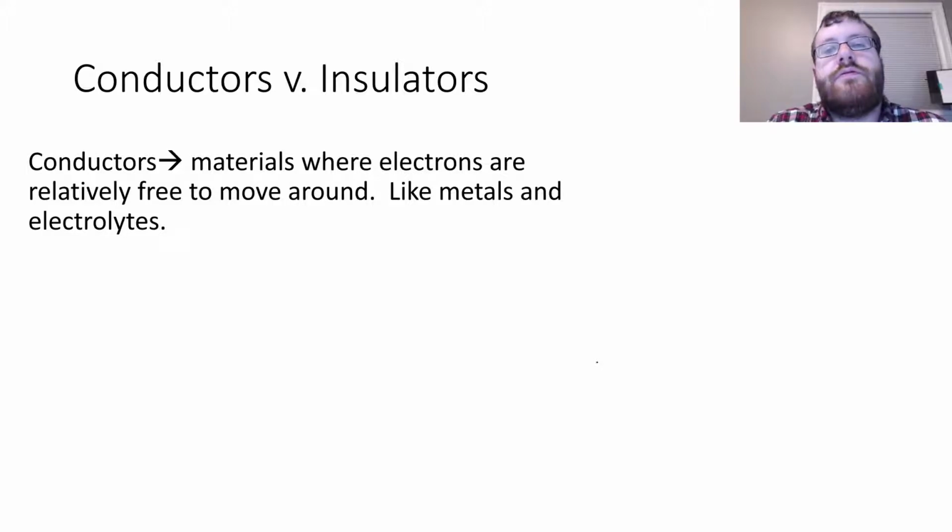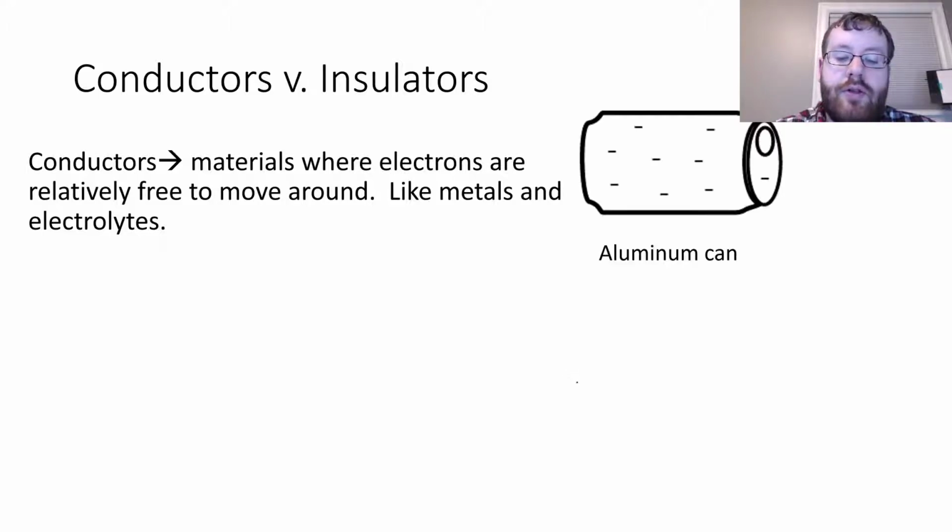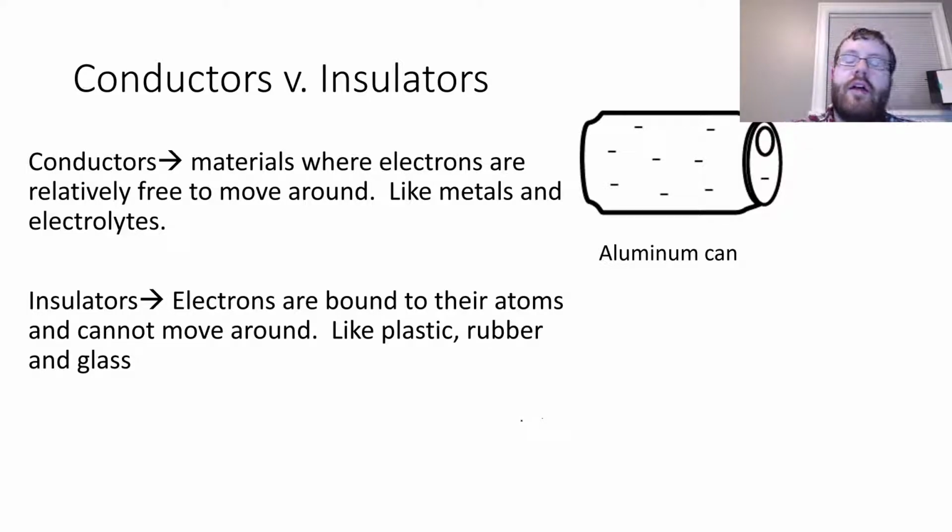Now, we have two different types of objects that we're going to be focused on when it comes to charges. We have conductors, where electrons are relatively free to move, which means it's easy to either give electrons to this object or take electrons away from this object. But also, when you do it, the charge will spread throughout the entire object. These are things like metals or electrolytes, which are things that, when dissolved in water, conduct electricity quite well, like salts. And then we have our insulators, where it's hard to get the electrons to move.